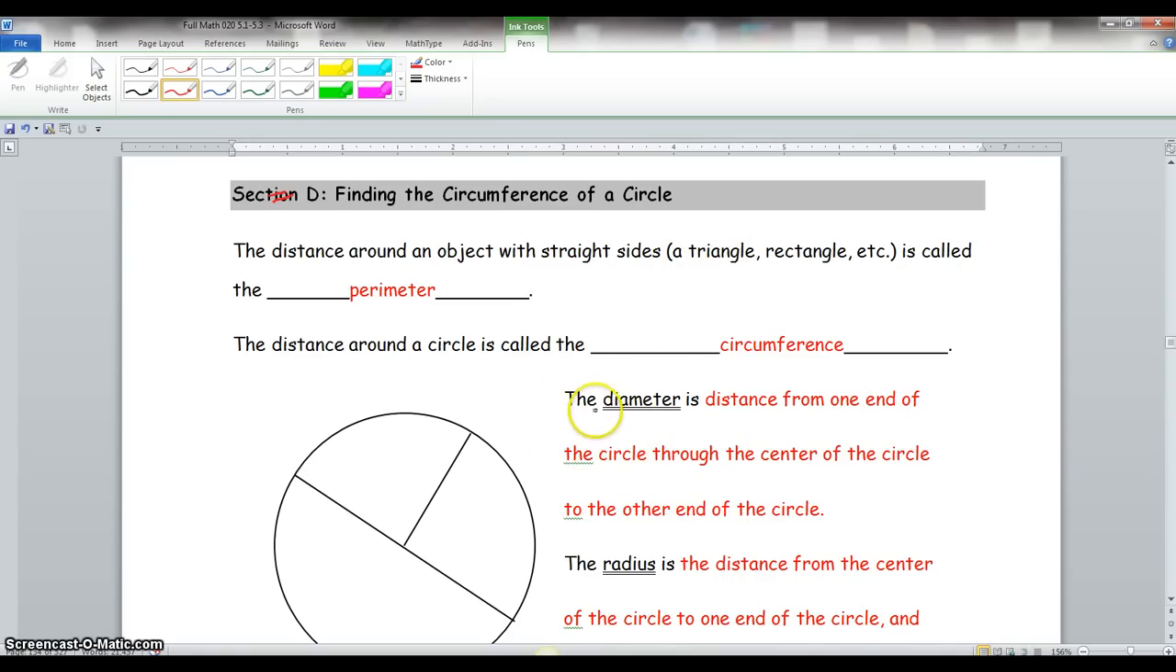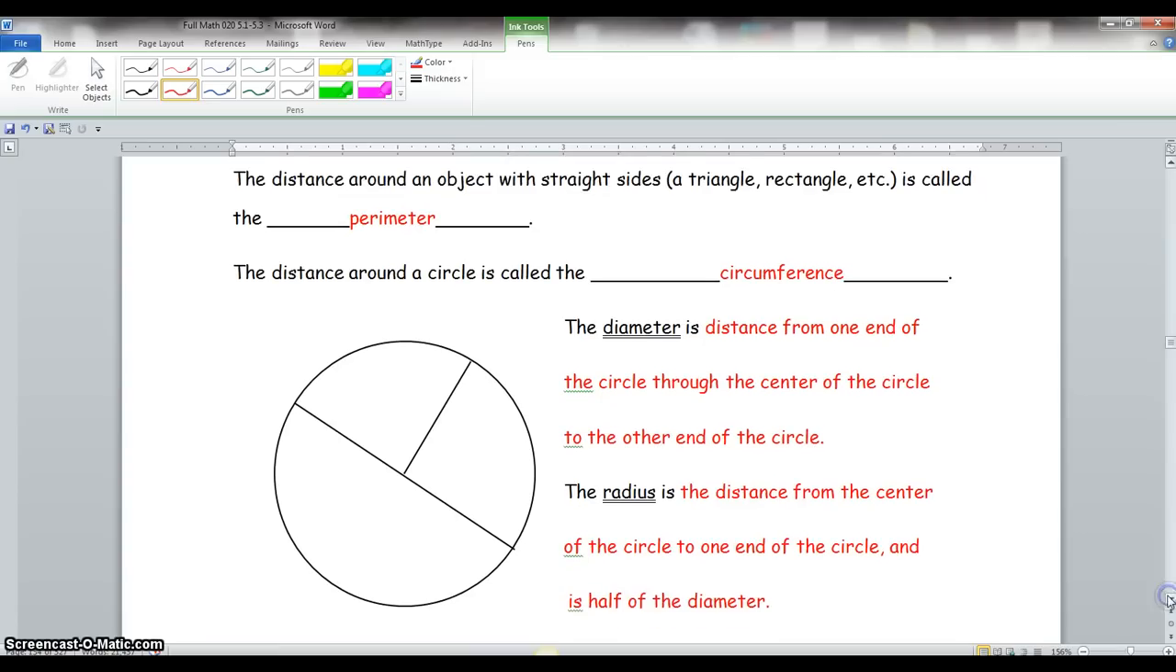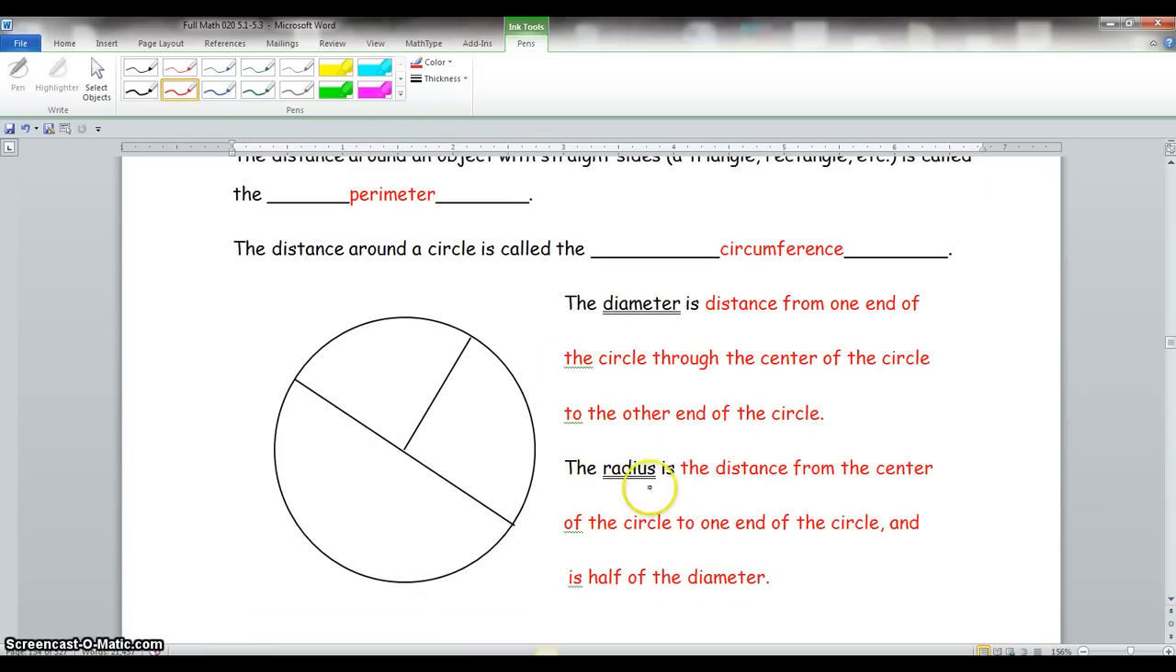Okay, now the definition of the diameter. The diameter is the distance from one end of the circle through the center of the circle to the other end of the circle. Now before we look here, let's take a look at the radius as well. The radius is the distance from the center of the circle to one end of the circle and is half of the diameter. Now if we look here, we got one end of the circle here, one end of the circle here, and it goes through the middle of the circle, which is here. So this right here off to the side is the diameter.